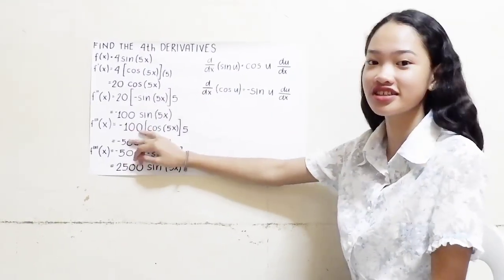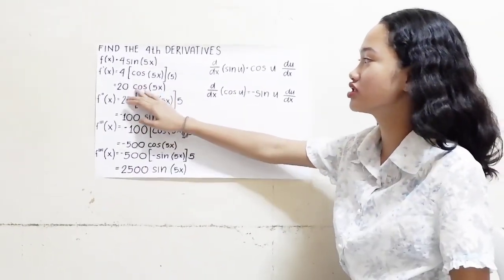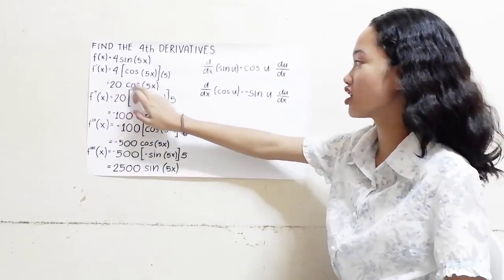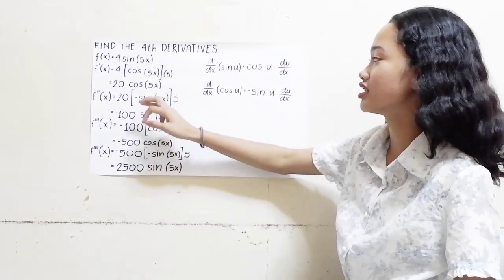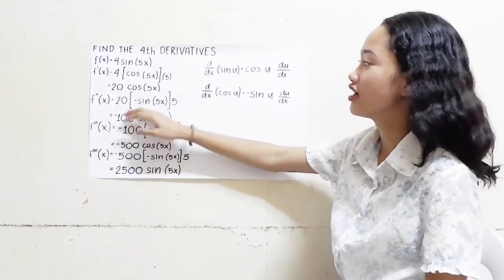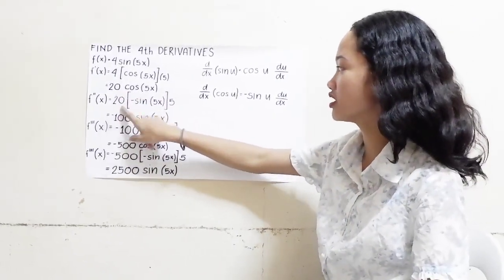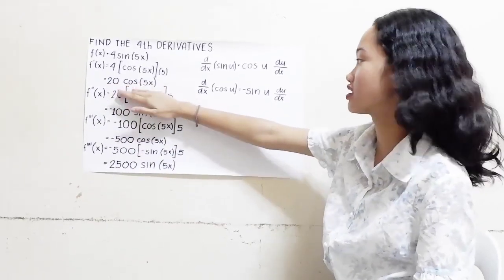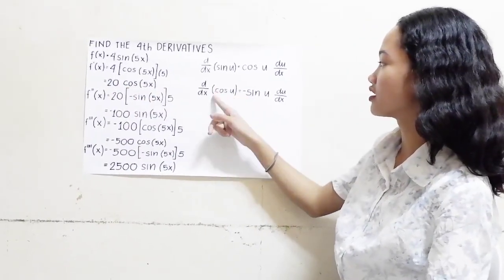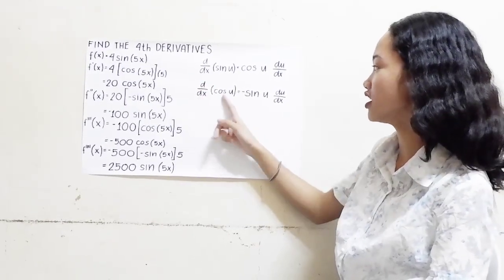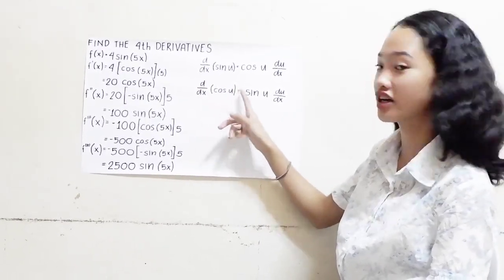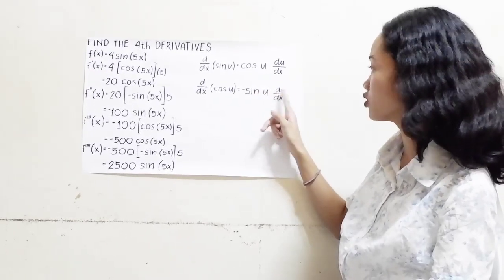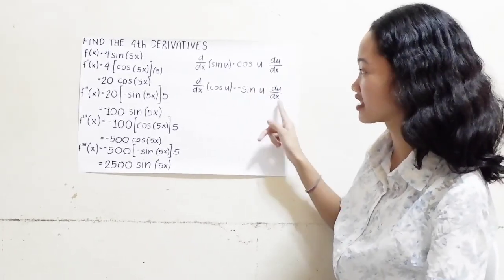And for our second derivative, we use the first derivative, which is 20 cosine 5x. Just like we did earlier, we copy the 20, then find the derivative of cosine 5x. So, the formula is d over dx, cosine u is equal to negative sine u times the derivative of u over dx.